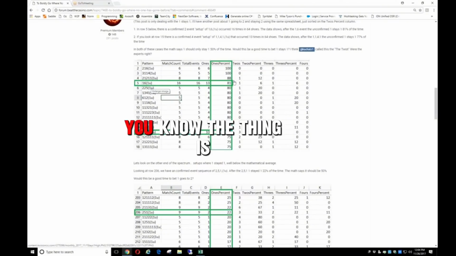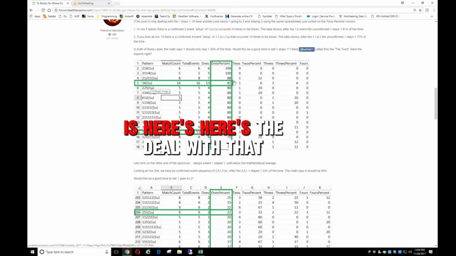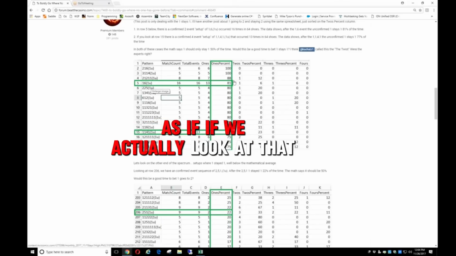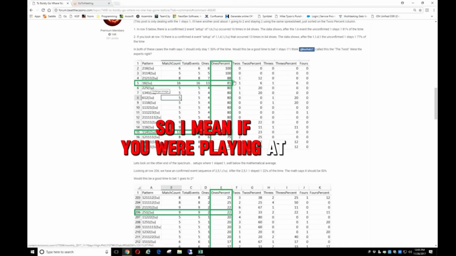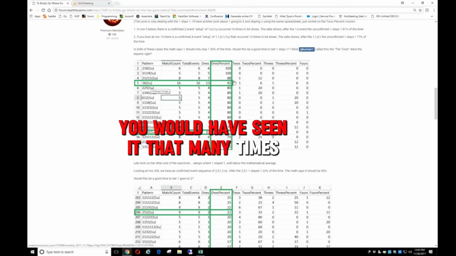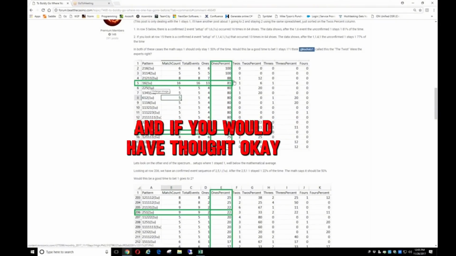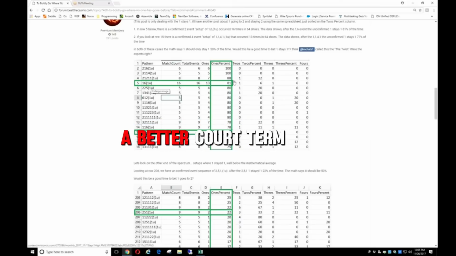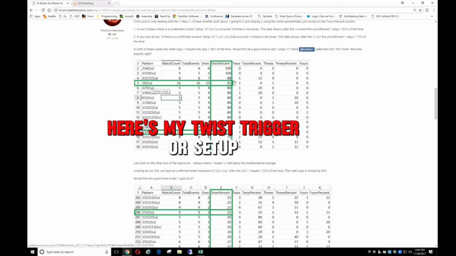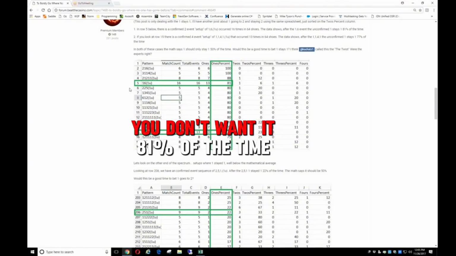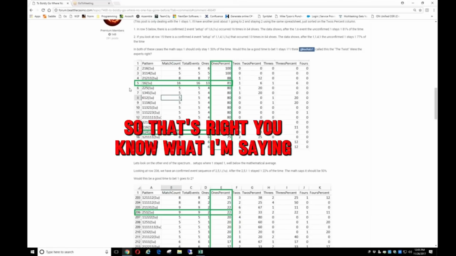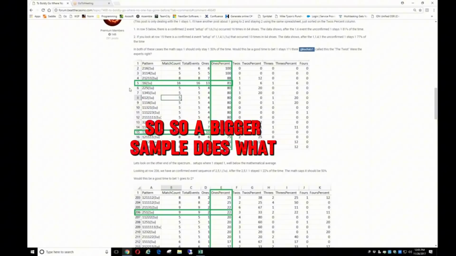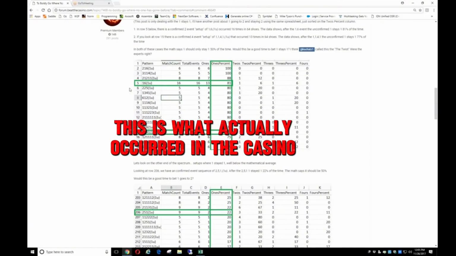So, here's the deal with that. As we actually look at that, you say, well, we don't see that often, right? So, if you were playing at this casino, you would have seen it that many times, and you would have thought, okay, here's my, for lack of a better term, twist trigger or setup, you'd have won it 81% of the time. You know what I'm saying? So a bigger sample does what? This is what actually occurred in the casino.